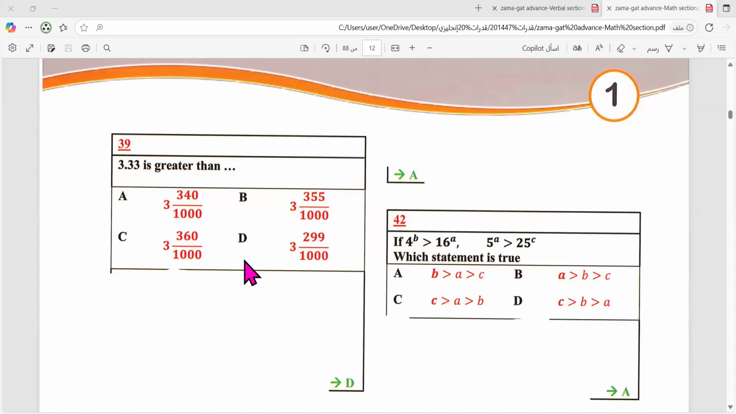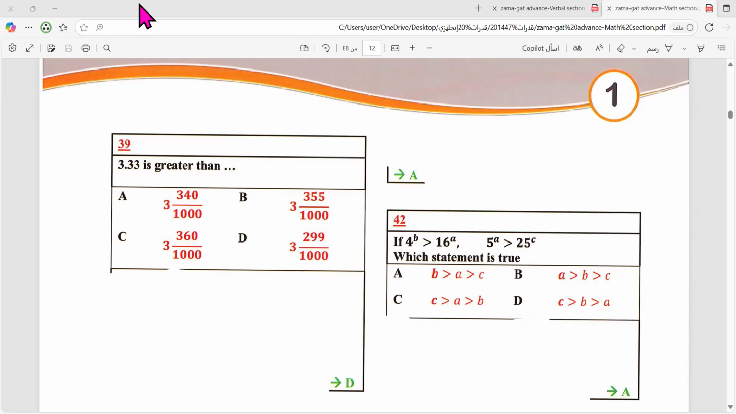Now, 3.33 is greater than what? To know how to find which numbers are greater than 3.33, we convert to fractions. We rewrite the number as a fraction, then we compare the numbers.